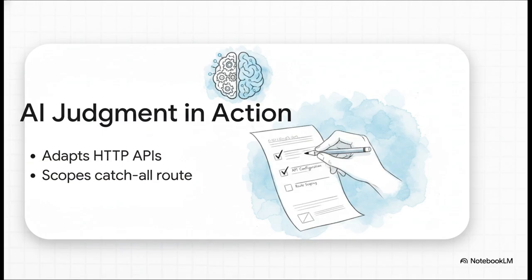For example, in our Lambda scenario, the agent actually noticed the loaded skill was originally written for older REST APIs. But because we explicitly asked for an HTTP API, which, by the way, is newer, simpler, and cheaper, it adapted the deployment on the fly. It even noticed that AWS created a broad catch-all route by default, and it intelligently went in and scoped that down to exactly what we wanted, just the GET /hello route. That blend of human-provided structure and AI judgment is incredibly powerful.